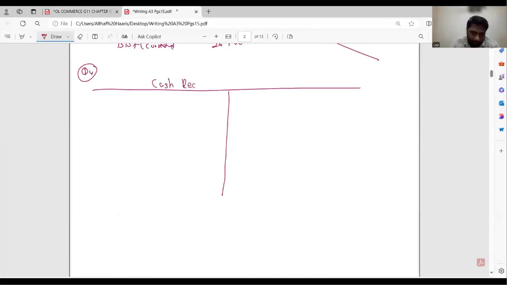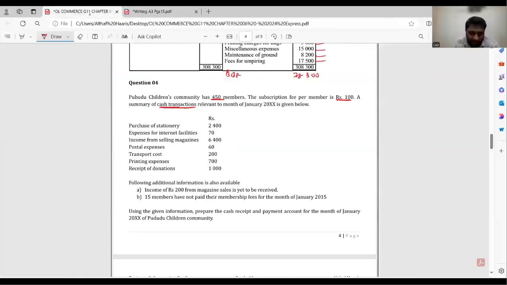Cash receipt and payment account. So for this question, people, this part A is not relevant. Just cut it off. This is not relevant. Just cut it off, people. No need. Let's do only the part B.